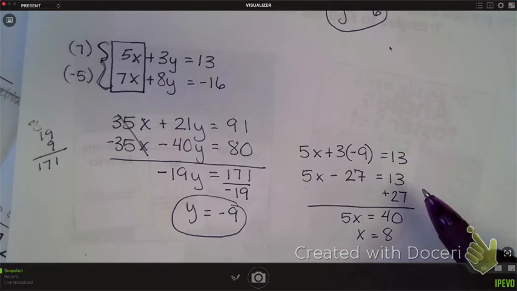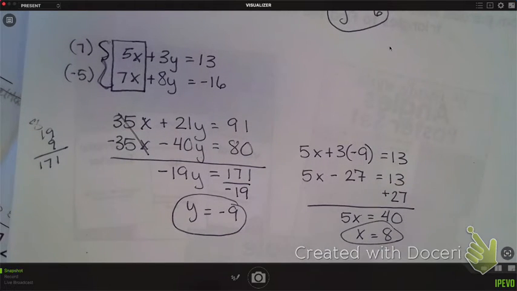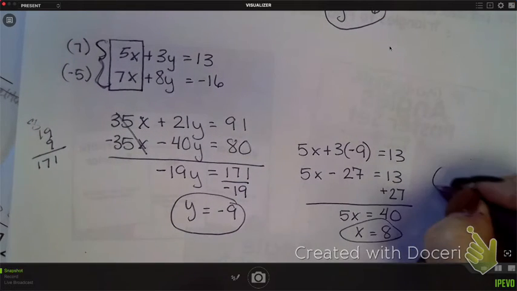How? 13 plus 27 is 40, isn't it? I got 30. You forgot to carry one? Maybe. Okay, so what's my answer? 8 comma negative 9.